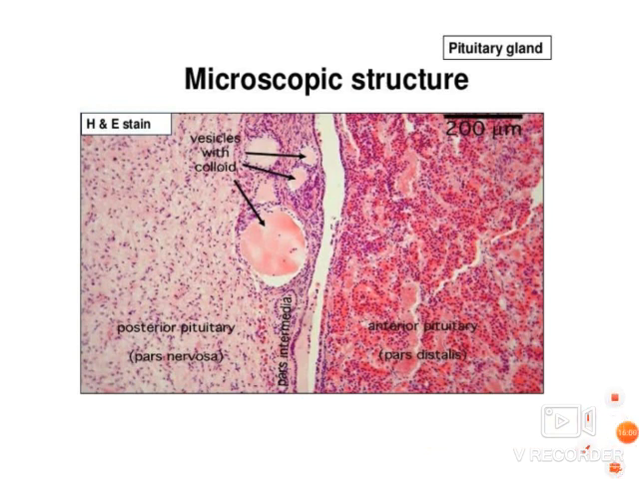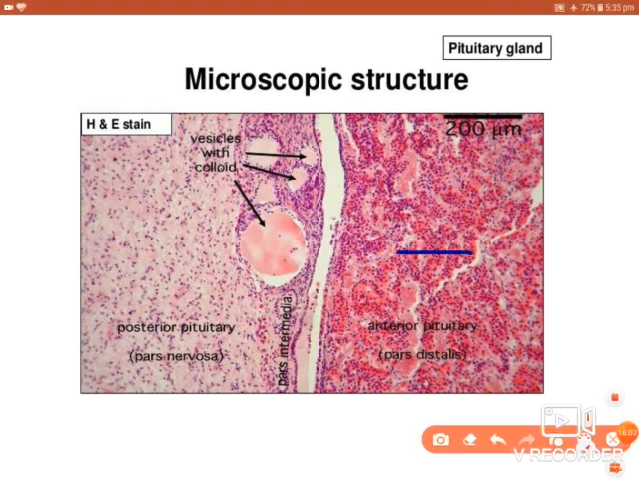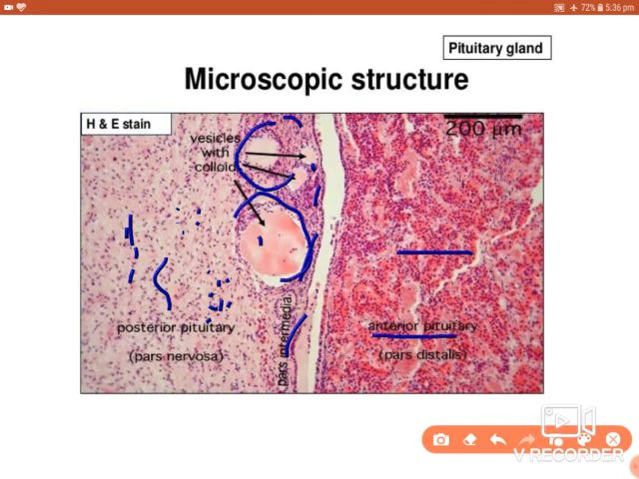Here is the structure of the anterior pituitary, which we have seen. In the posterior pituitary you can see the nerve fibers. It's not very clear, but these are the nuclei of the supporting neuroglial cells called pituicytes. See this intermediate area, the epithelial layer. It consists of some colloid-filled vesicles. That is the structure of the pars intermedia. In the anterior part, you can see clusters of cells.